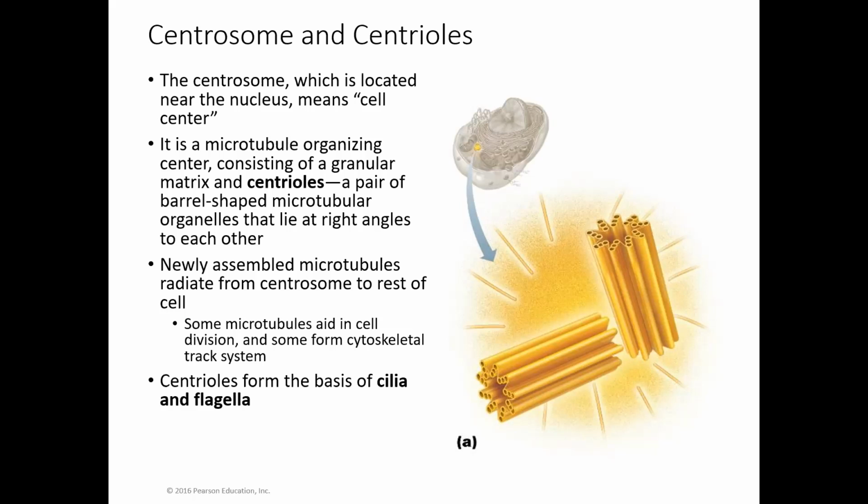They also make our cilia. The cilia that line our respiratory tract, line the oviduct, line our nasal cavity, and the flagella that we find on sperm cells are made of centrioles by their arrangement.